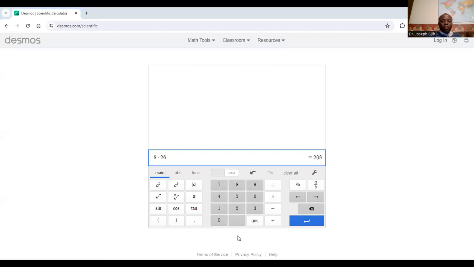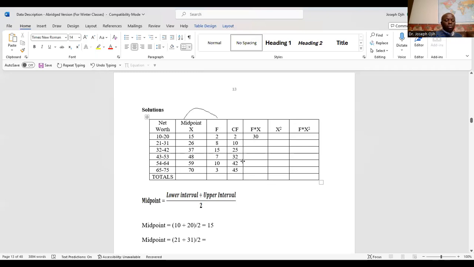208. So following that method, multiplying this times that, we get the rest of them as 555, 336, 590, 210.